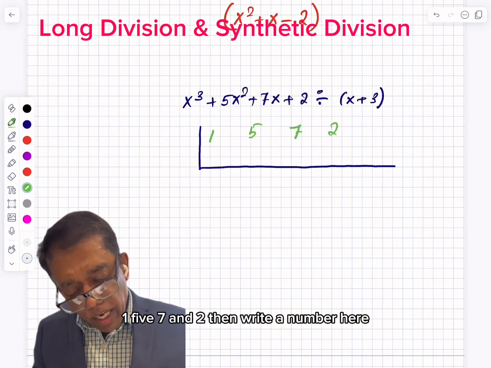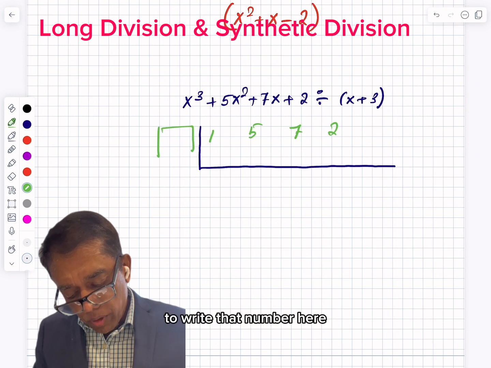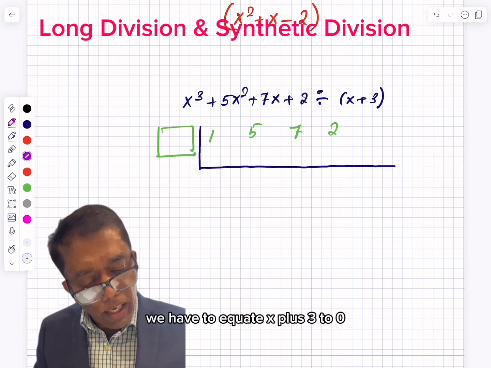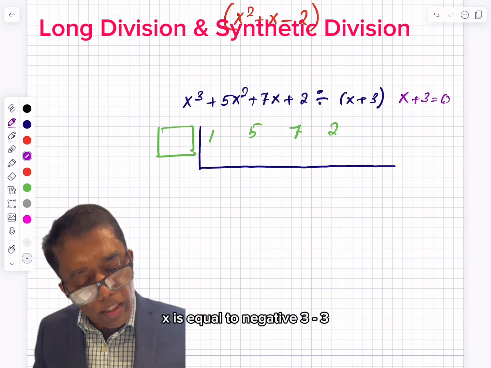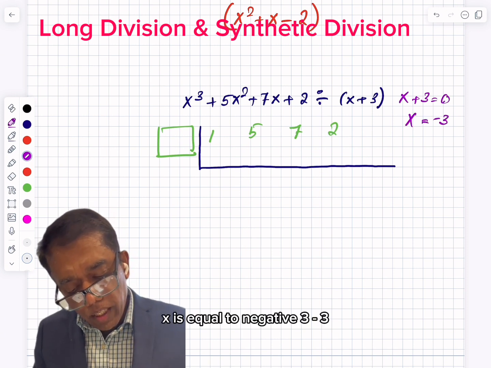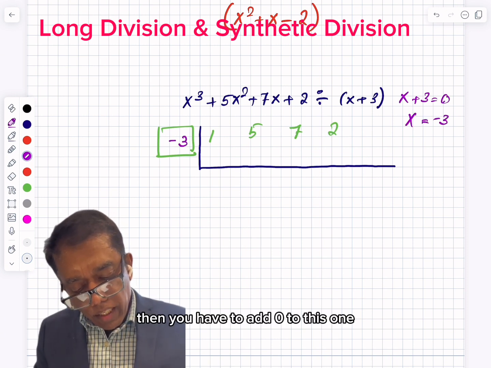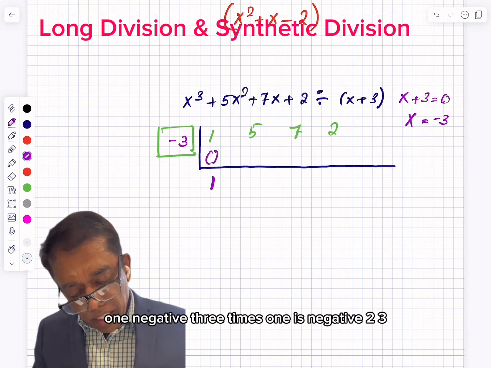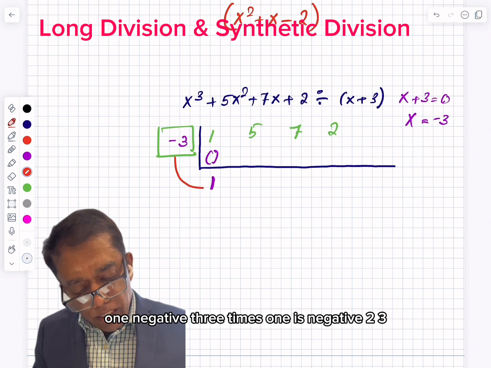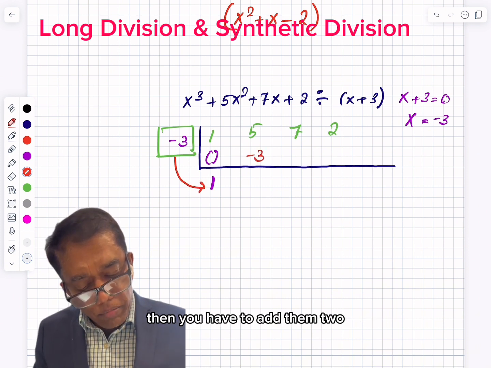Then we have to write a number here. To get that number, we equate x + 3 to 0, so x is equal to -3. Then you have to add 0 to this one: 1. -3 times 1 is -3. Then you have to add them: 2.